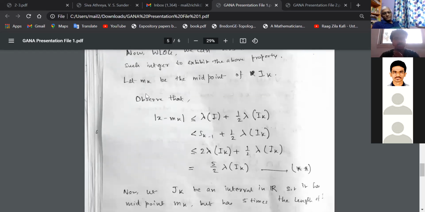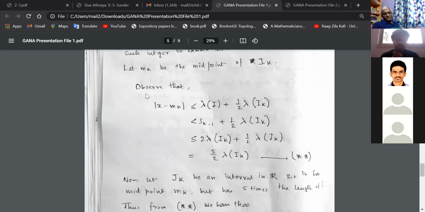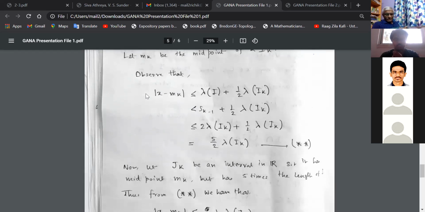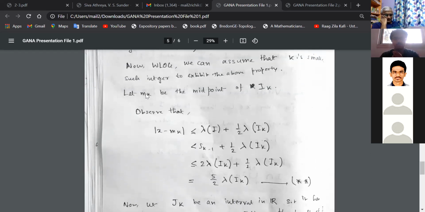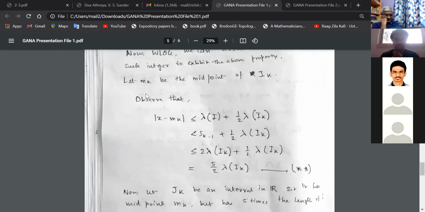Let m_k be the midpoint of the interval I_k. Now let us observe that |x - m_k| is less than or equal to λ(I) plus half of λ(I_k). Why is that half of λ(I_k)? Because this is just the Lebesgue measure, including the triangle inequality.